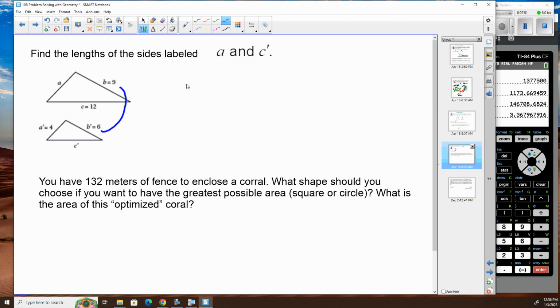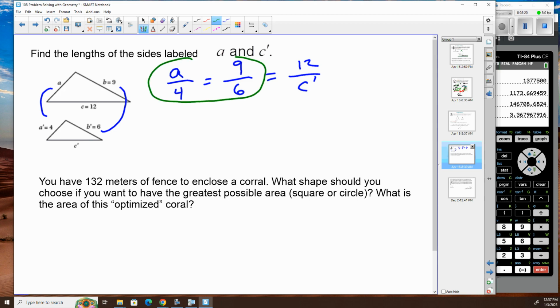So if I want to solve for A, I can say A over its corresponding A prime, which is 4, should equal B, which was 9, over its corresponding B prime, which was 6. And then that should also equal C, which is 12, over its corresponding C prime. Now, normally I wouldn't set up all three. What I would do is I would just set up 2 of them and then solve for the unknown.